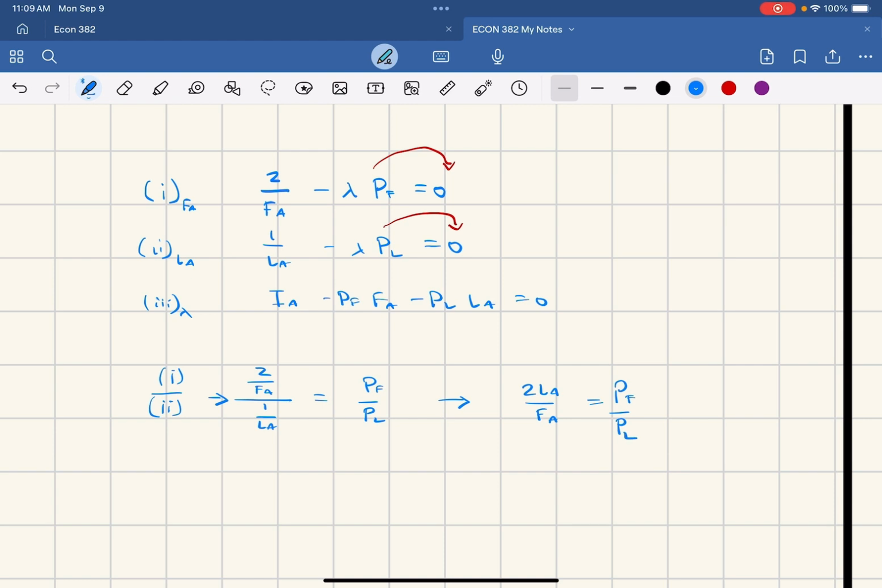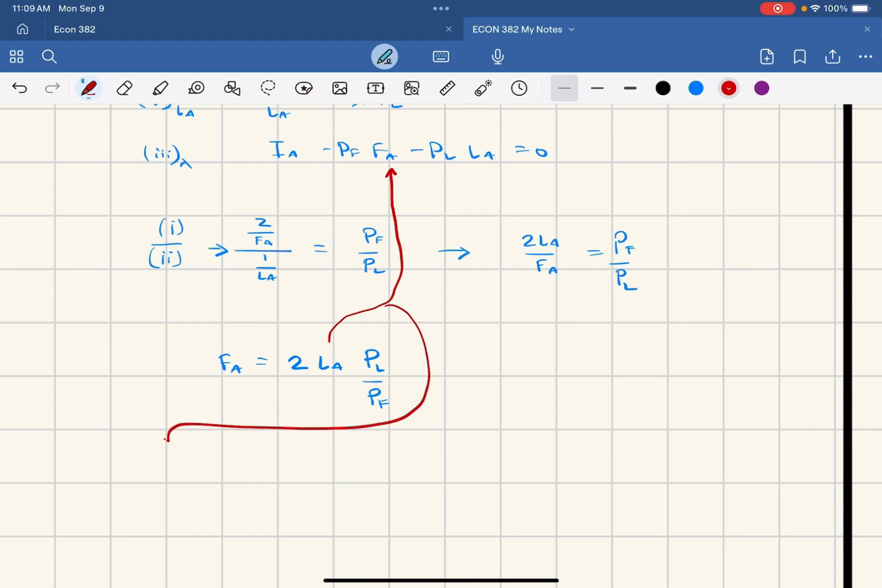Now from here, the step is I want to solve for either FA or LA, and then plug that back into the third first order condition to solve for the other one. So in this case, I'm going to solve for FA. So FA is equal to 2LA times the price of leaves over the price of figs. And now I'm going to take this equation and plug it into that FA within our budget constraint.